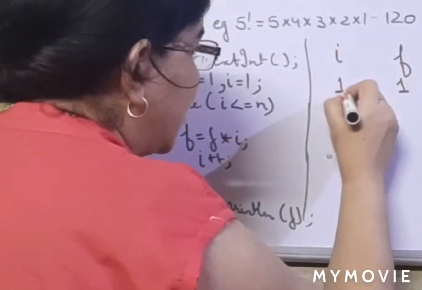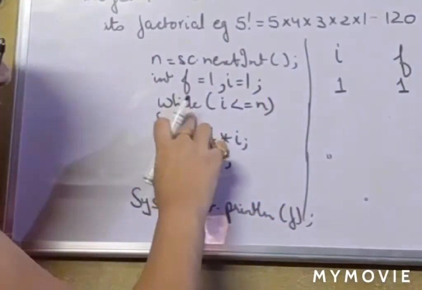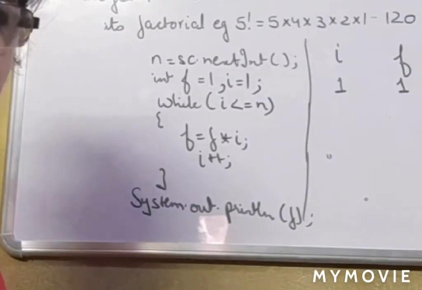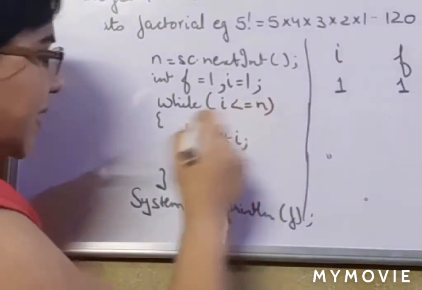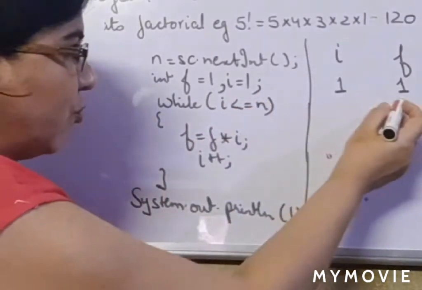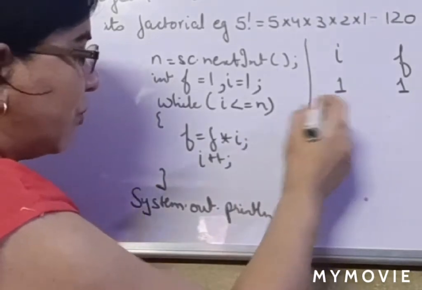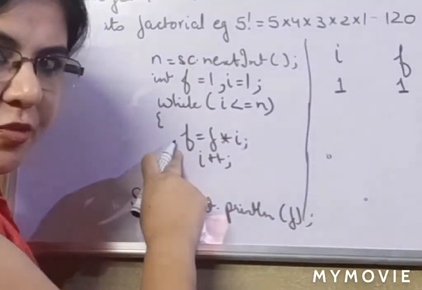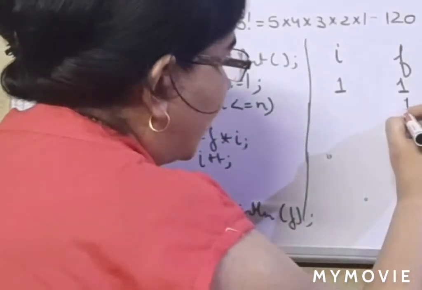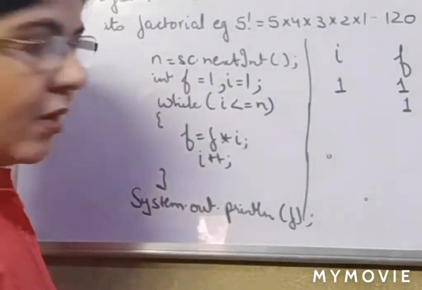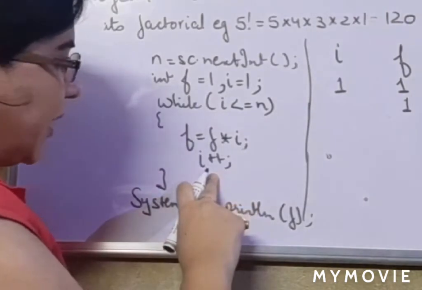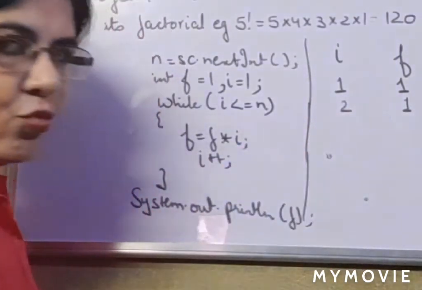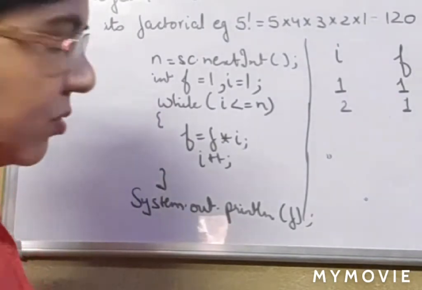Suppose f is 1, i is 1. While 1 is less than equal to 5. What is the value of n? Suppose we are taking 5. 1 is less than equal to 5. F is how much? 1. i is how much? 1. 1 into 1 is going to give you 1, which will be stored in f. So the value of f is 1. Then i plus plus will increment i by 1 and it will become 2. So the value of i becomes 2.